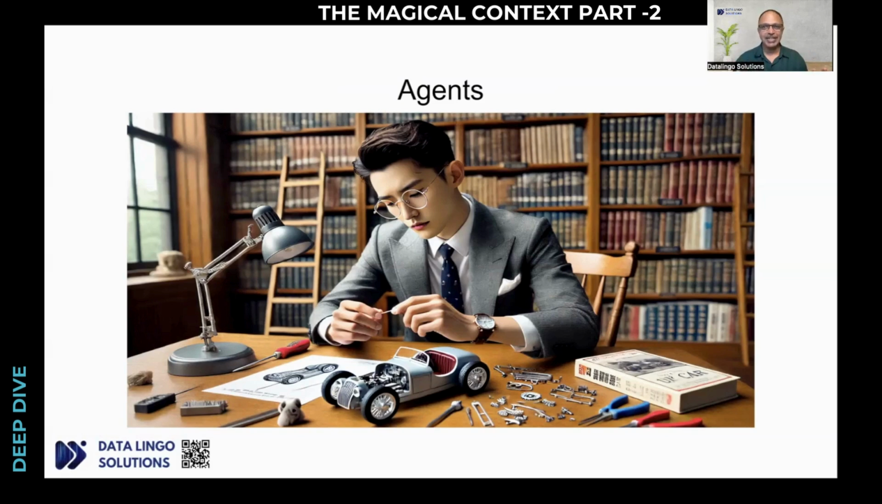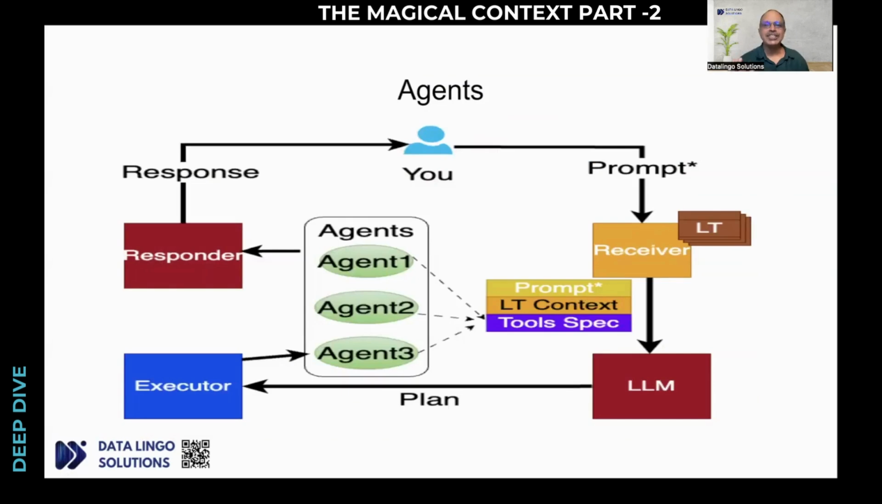autonomously. Let's look at the flow of information in case of agents. As shown in the diagram, the user starts by sending a prompt. Along with this, previous prompts and responses in the LT context are also attached.